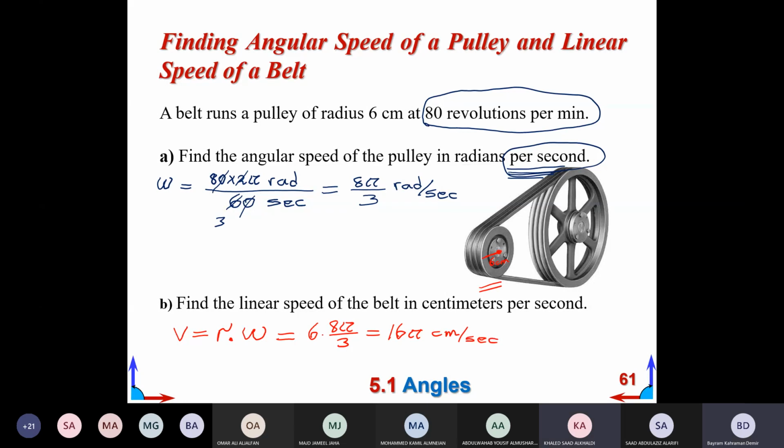So, Shabab, the linear speed of the belt is the same as, imagine this little pulley is the tire of your car. If I ask you what your car speed is, your car speed is 16 pi centimeters per second. Just like that, Shabab. So for every rotation, if something is rotating, we have two speeds. One is linear speed, that is, going, right, Shabab? Another is angular speed.